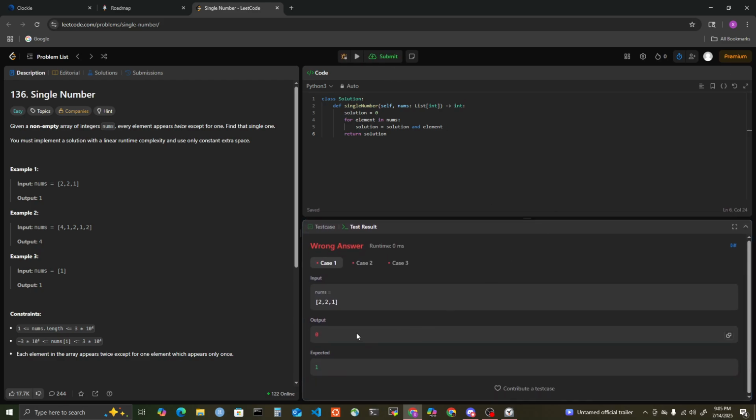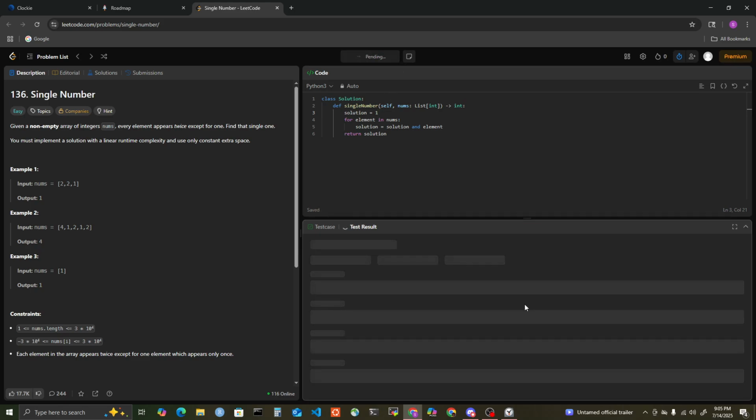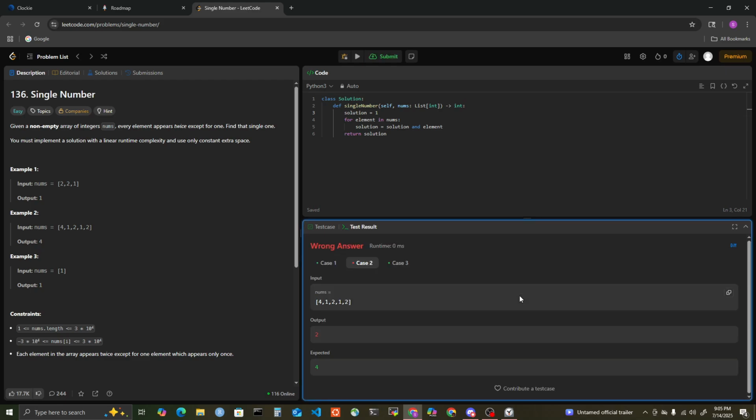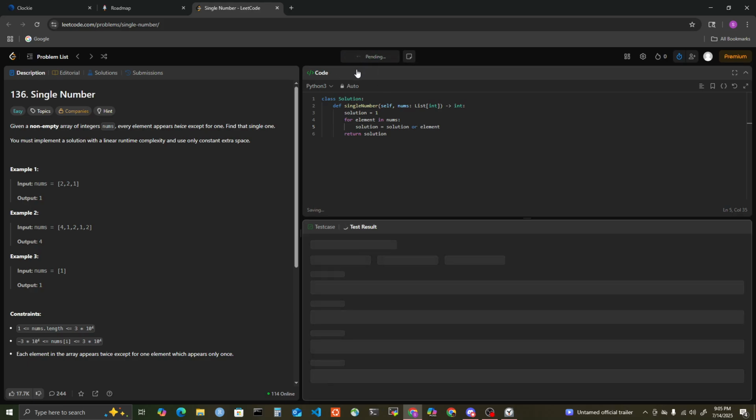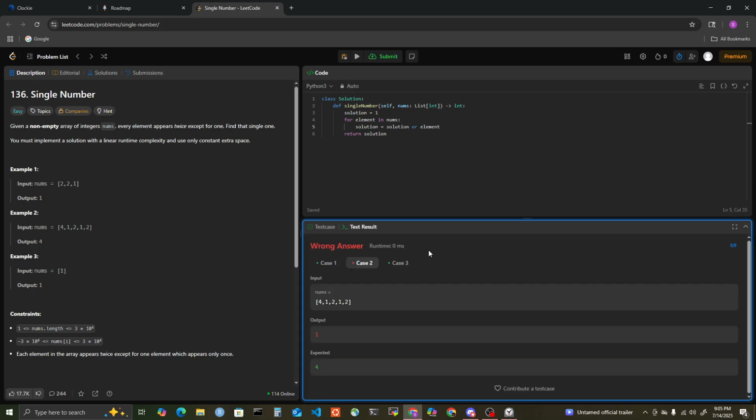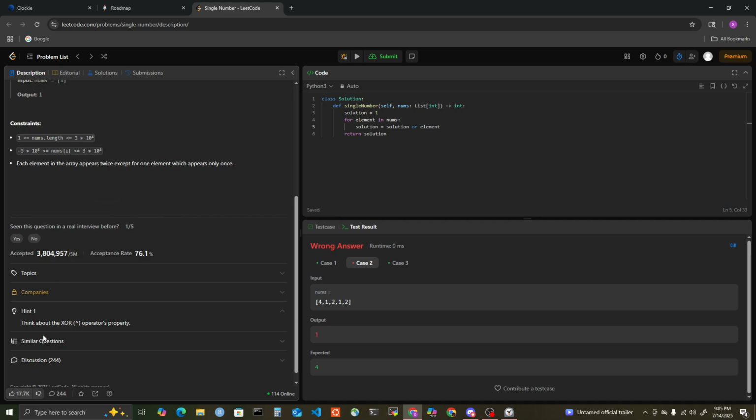Wrong. Maybe I do those one. Two, one, one, two. Okay, so that's not it. I don't remember the bitwise operations. Is it XOR? Let's look at the hint. It is XOR. Okay, it's the caret.